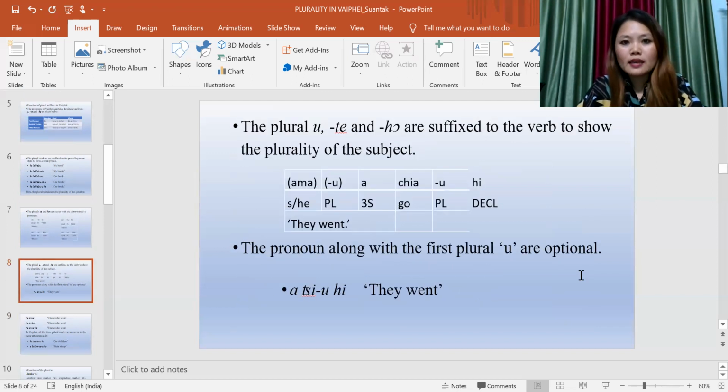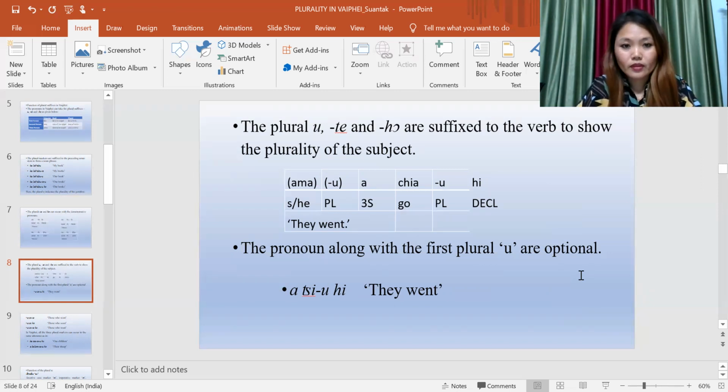The plural u, te, and ho are suffixed to the verb to show the plurality of the subject. So in the Vipe sentence given here, Amau achieved he. That means they went. So in this sentence, we can see the presence of the pronoun ama and then the plural u, which is attached to the pronoun, and then the second plural u that is attached to the preceding verb. So here in this example, the pronoun along with the first plural u are optional.